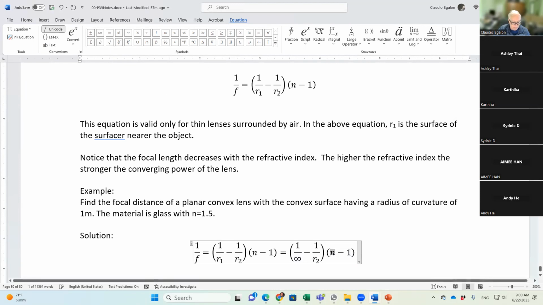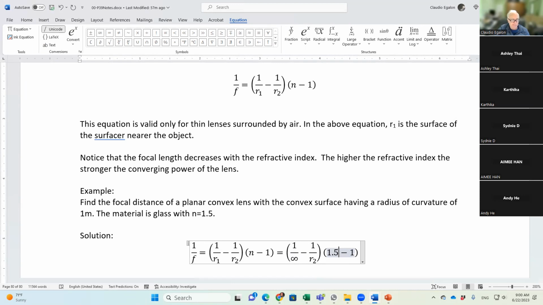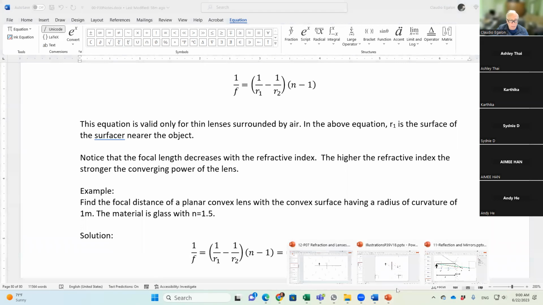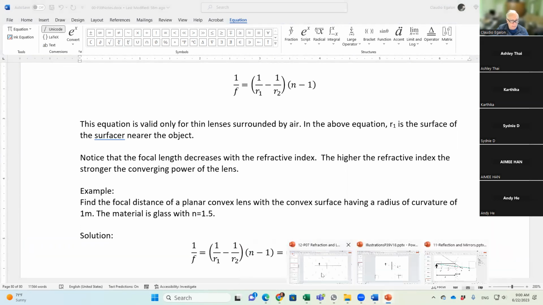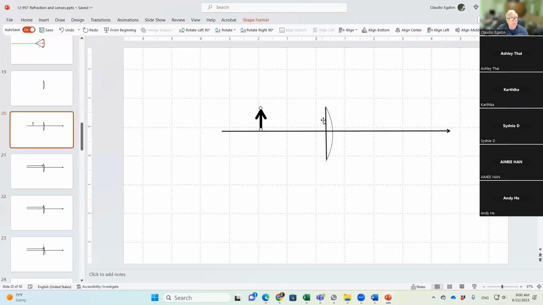And this is going to be 1.5. Yeah, R1 is infinity because it's the planar surface. Going back to the drawing here, right? Okay, so the radius of curvature of this planar surface is infinity.